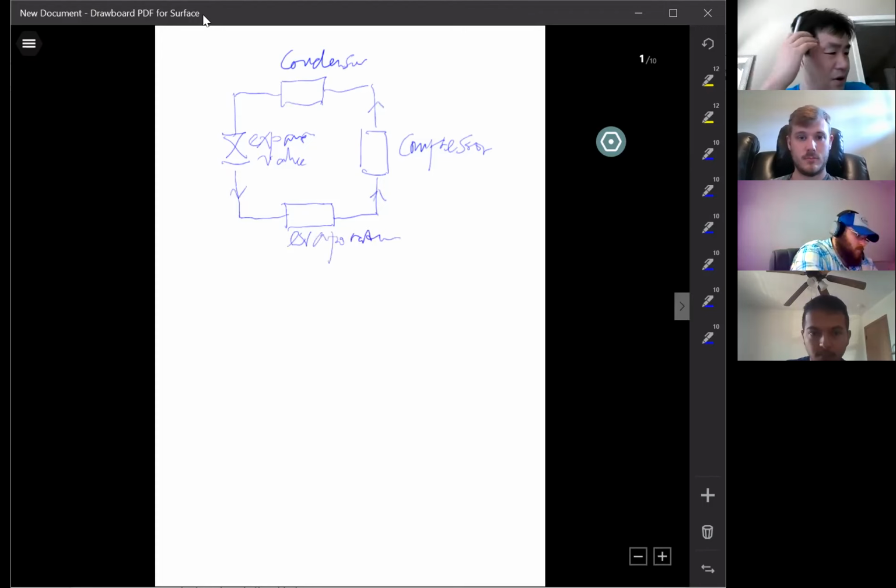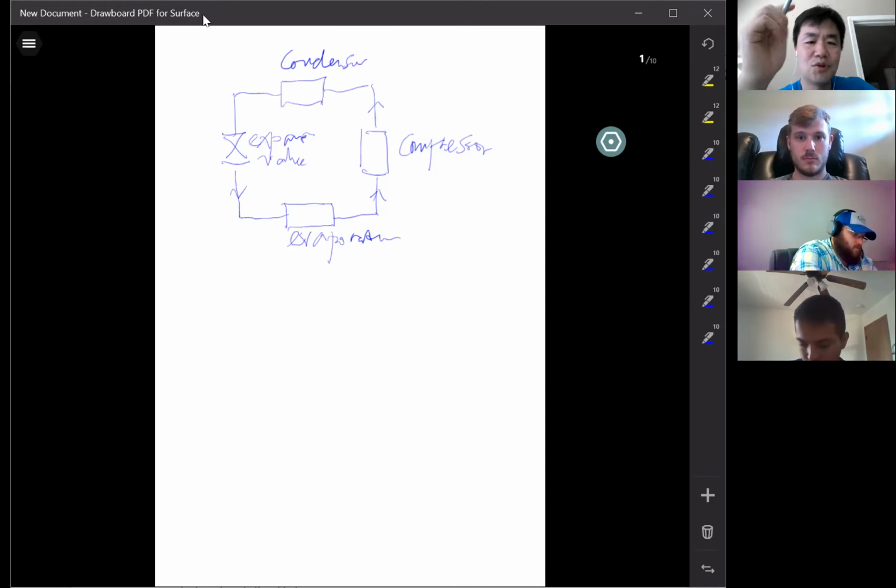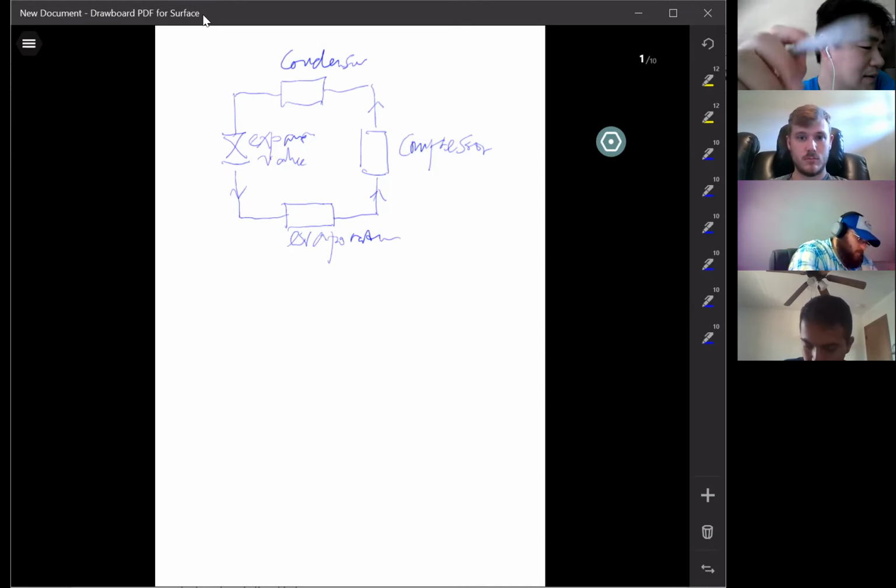Okay, so tell me a little bit more about the cycle. Which parts are the heat transfers? Which two parts are doing heat transfer? And which one part is the work? The compressor is the work. Work in or work out? Work in. Yeah.